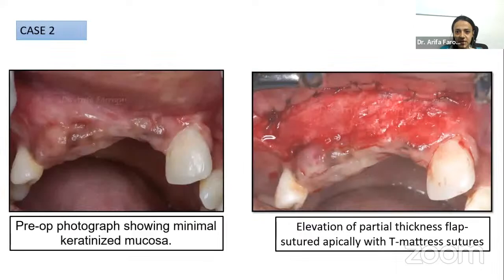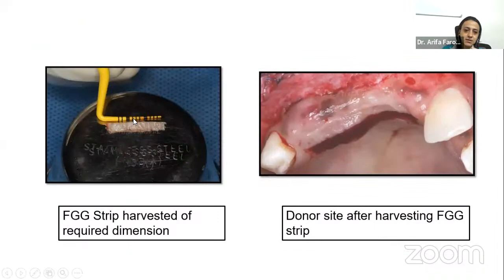Since it was a very big area, if you can appreciate, it starts from this central incisor and goes to this first premolar. It was quite a large area. Okay, so instead of harvesting that big free gingival graft, we went for the variant of the free gingival graft, which I mentioned earlier, that is the strip technique. In that, only a thin strip of free gingival graft was harvested. Two strips actually. One strip was harvested from the adjacent side, and one strip was harvested from the palatal side.